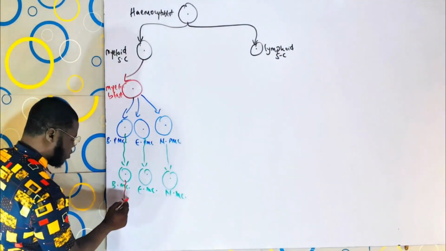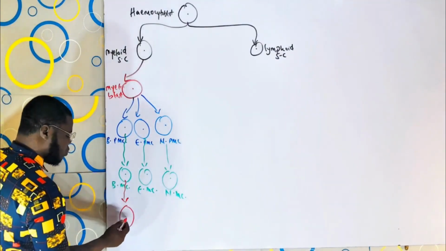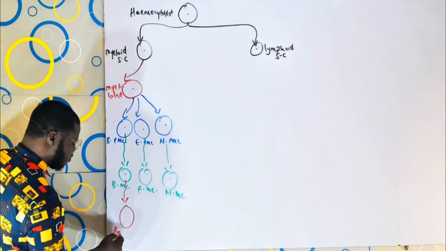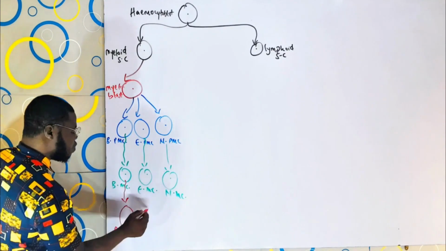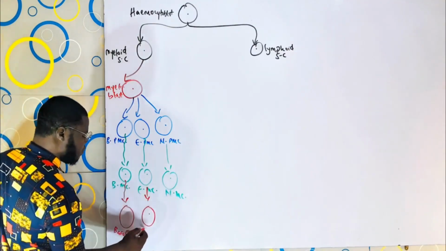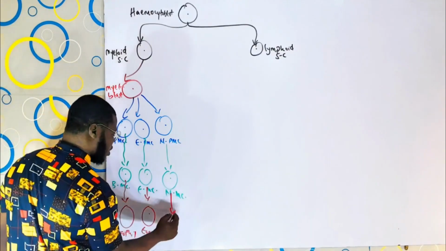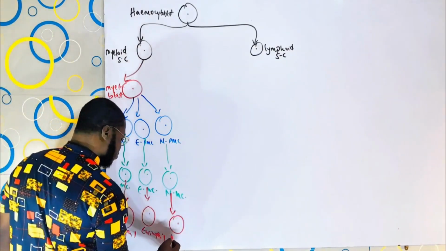And finally, they are going to become the normal cells. Although they pass through a stage called the band cell when they are released into the bloodstream, but forget about that for now, guys. So we have your basophil, you have your eosinophil, and you have your neutrophils.